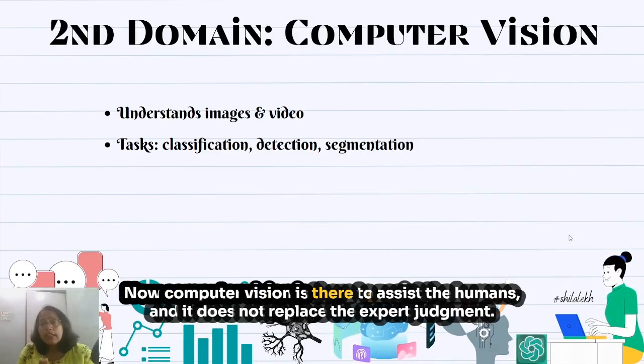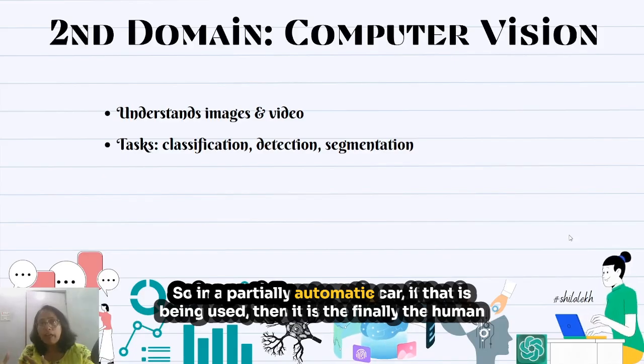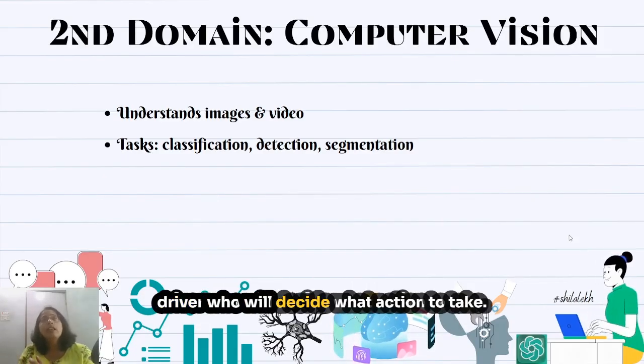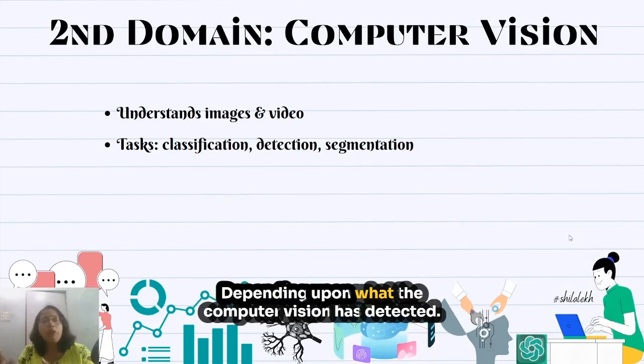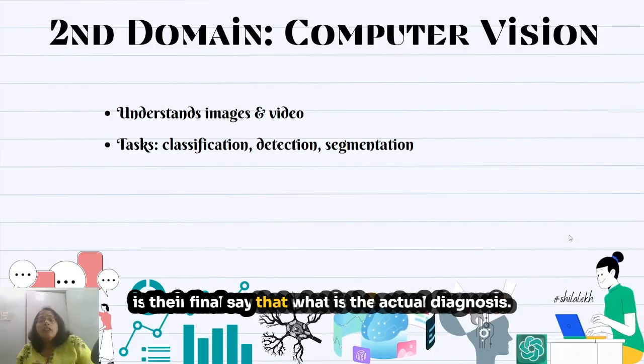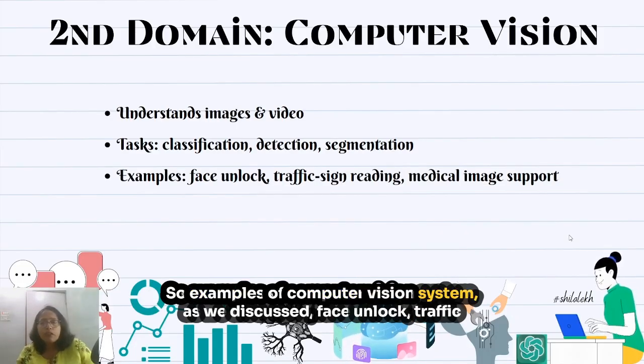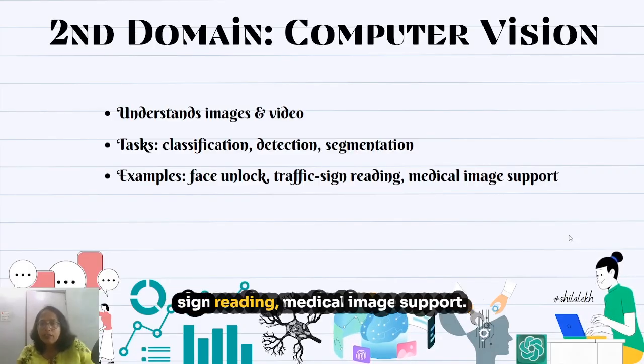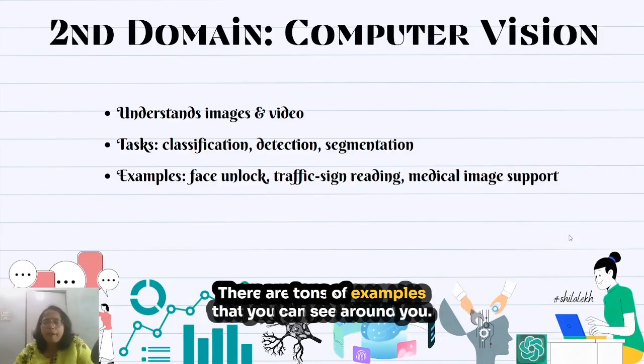Now, computer vision is there to assist the humans, and it does not replace the expert judgment. So in a partially automatic car, if that is being used, then it is finally the human driver who will decide what action to take depending upon what the computer vision has detected. In case of healthcare systems, the doctors get the output from the computer vision system, but it is their final say what the actual diagnosis is. So examples of computer vision systems, as we discussed, are face unlock, traffic sign reading, medical image support. There are tons of examples that you can see.